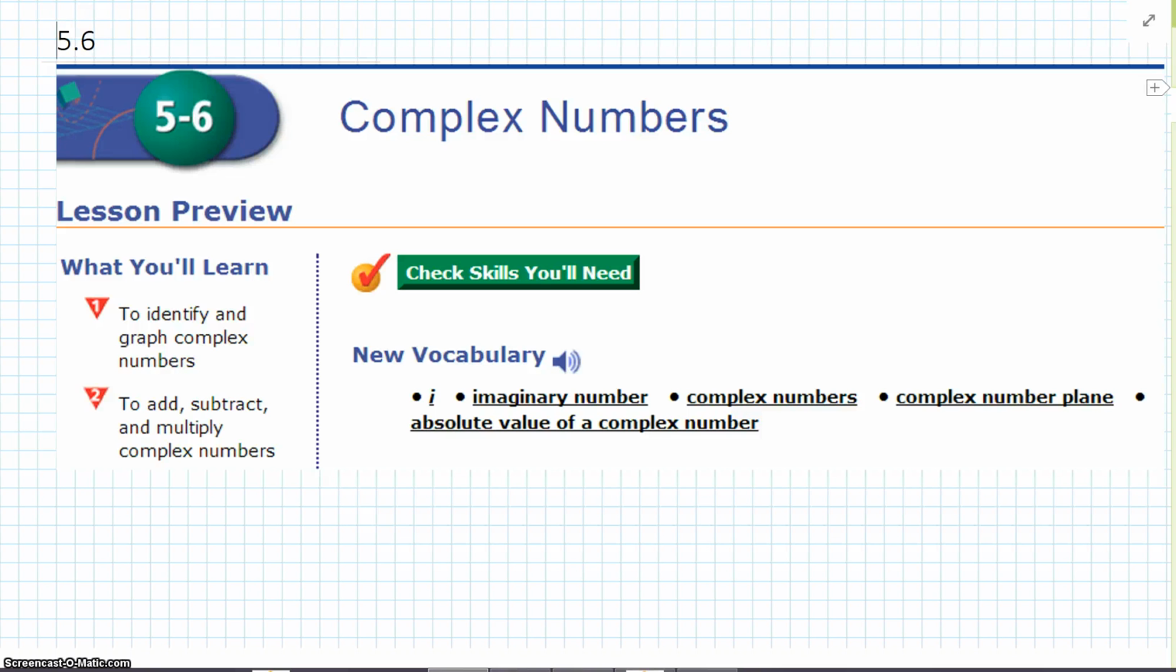Algebra 2, Chapter 5, Section 6, Complex Numbers. In this lesson, we're going to learn to identify and graph complex numbers, add and subtract and multiply complex numbers as well.